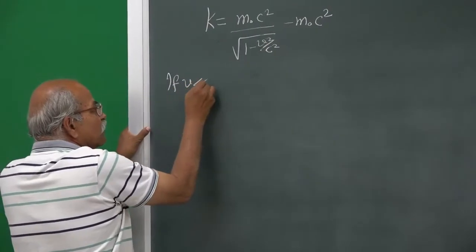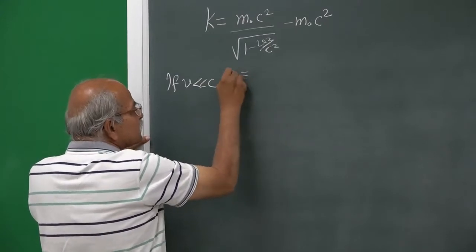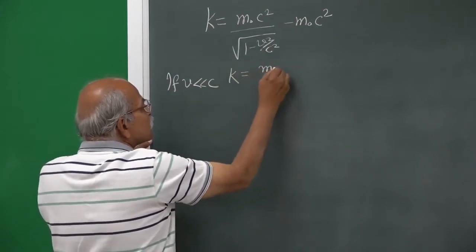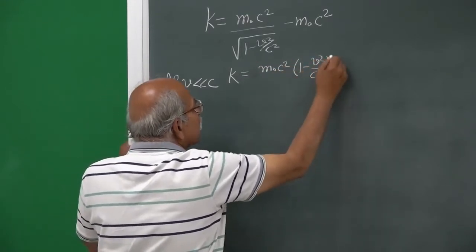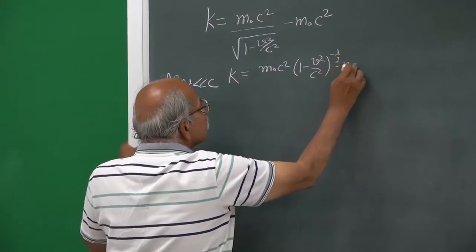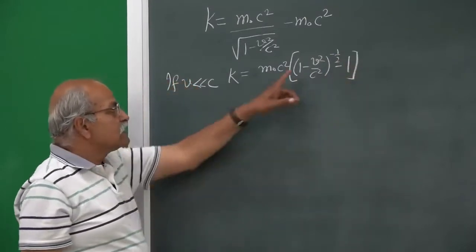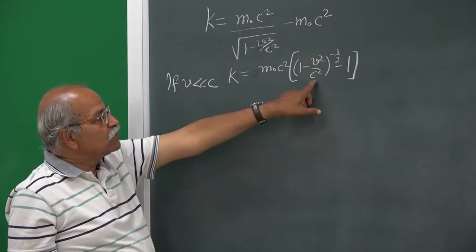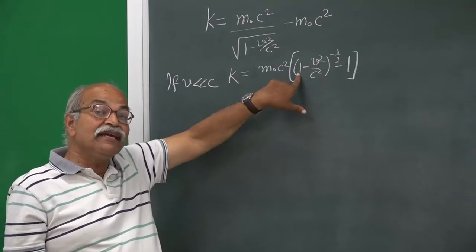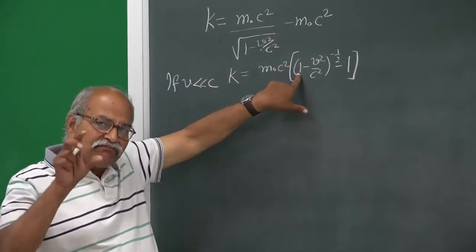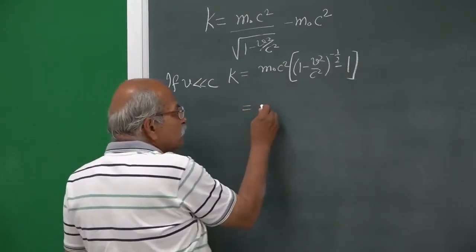If v is very small as compared to c, then you can write this kinetic energy as m naught c square, and this is 1 minus v square by c square to the power minus half, and then minus 1, taking m naught c square common. And since v is very small as compared to c, this quantity is small as compared to 1, and I can use binomial theorem and retain the first non-zero term. Remember that minus 1 is there. So, this is m naught c square.